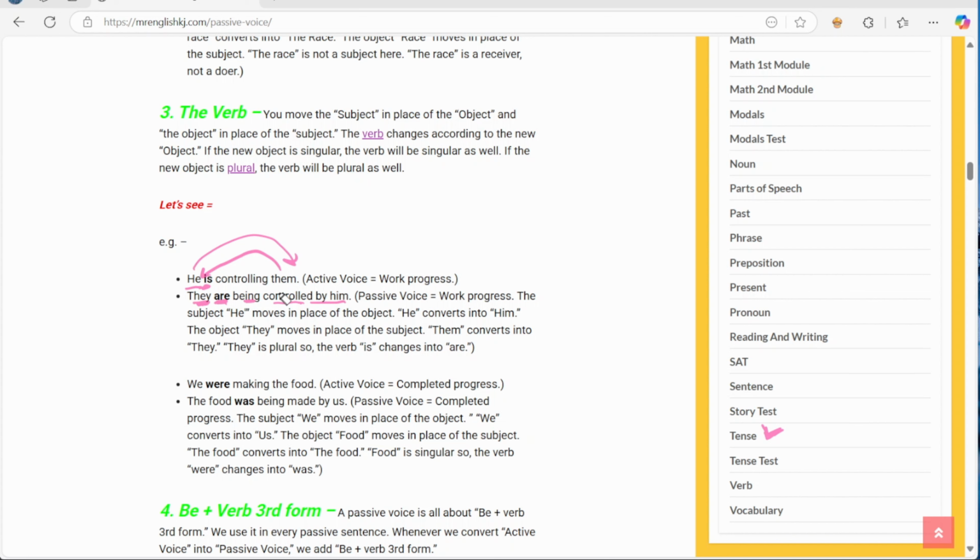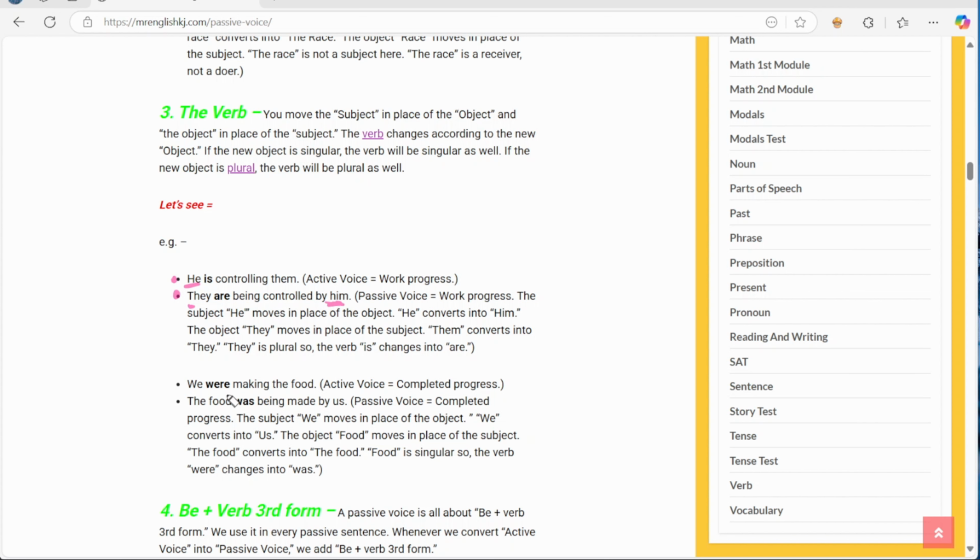Them. Okay. Because they are being controlled. They are the ones who are receiving. Okay. Same thing. Same here, same here. The difference is we are giving importance to he. We are not giving importance to he here. Okay. That is the only difference in active and passive.